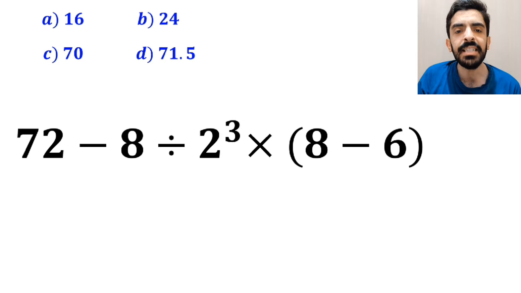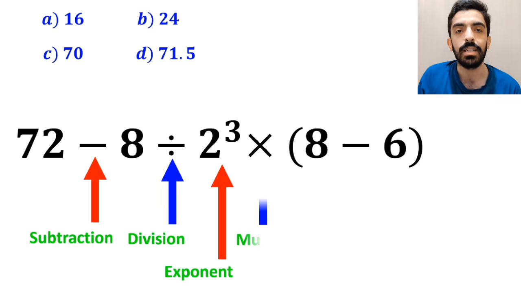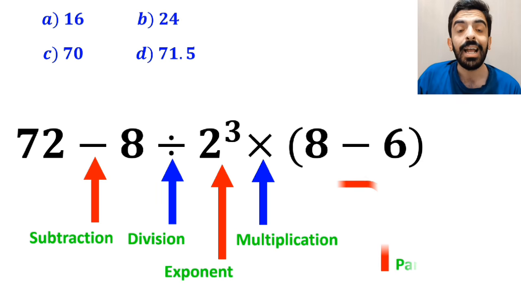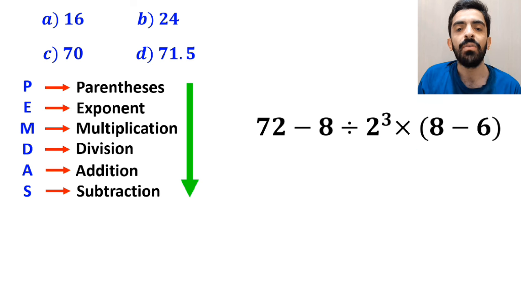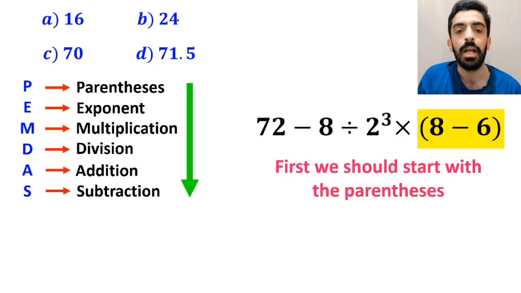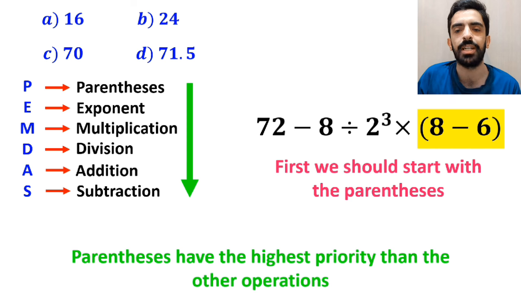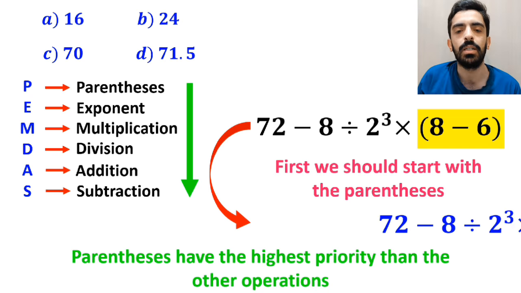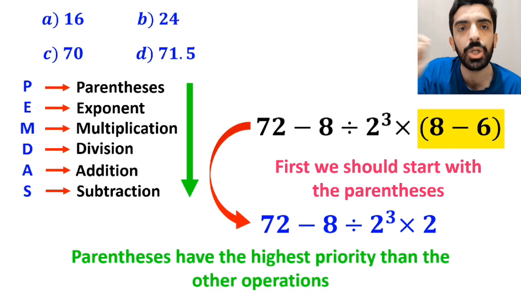Alright, as you can see in the image and this expression, first we have a subtraction sign, then a division sign, and after that we have an exponent, then a multiplication, and finally parentheses. According to the PEMDAS rule, first we should start with the parentheses because parentheses have the highest priority compared to the other operations. So, we can write this expression in the following form. 72 minus 8 divided by 2 cubed then times 2.